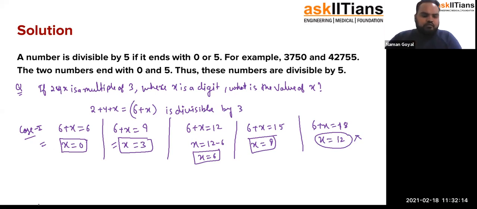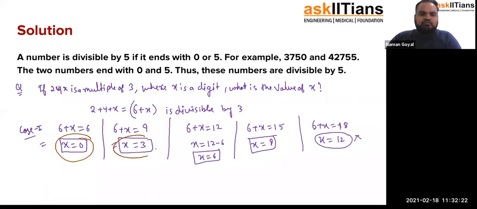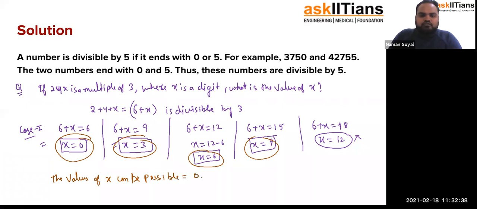So the values of x that are possible are 0, 3, 6 and 9. Are you getting my point? Okay, so we can do these types of questions, right?